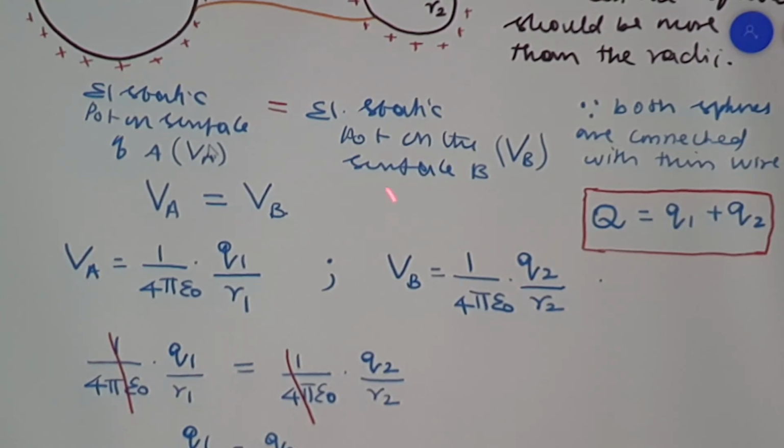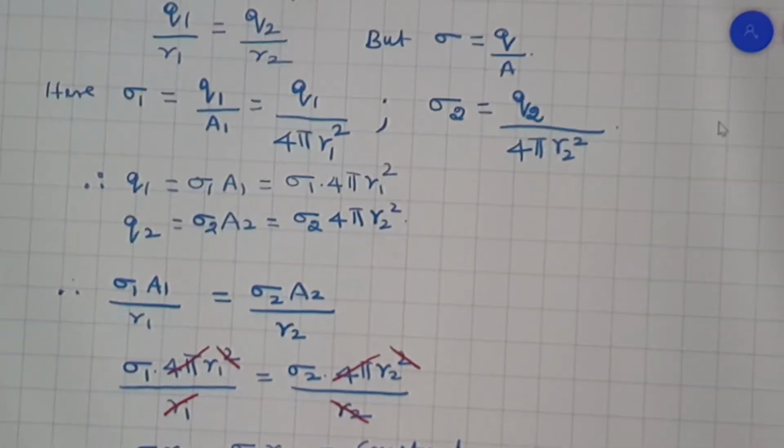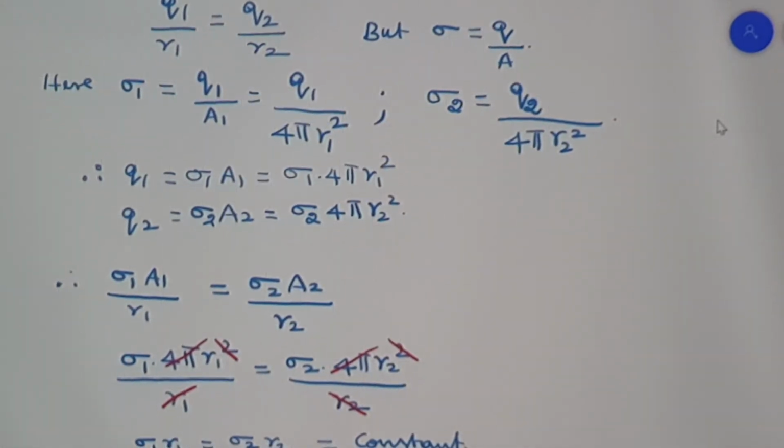Take these two values and substitute in the above equation. We can write 1 by 4 pi epsilon 0 into Q1 by R1 is equal to 1 by 4 pi epsilon 0 into Q2 by R2. On simplifying, we can cancel 1 by 4 pi epsilon 0 on both sides, and the answer that you are able to get is Q1 divided by R1 is equal to Q2 divided by R2.